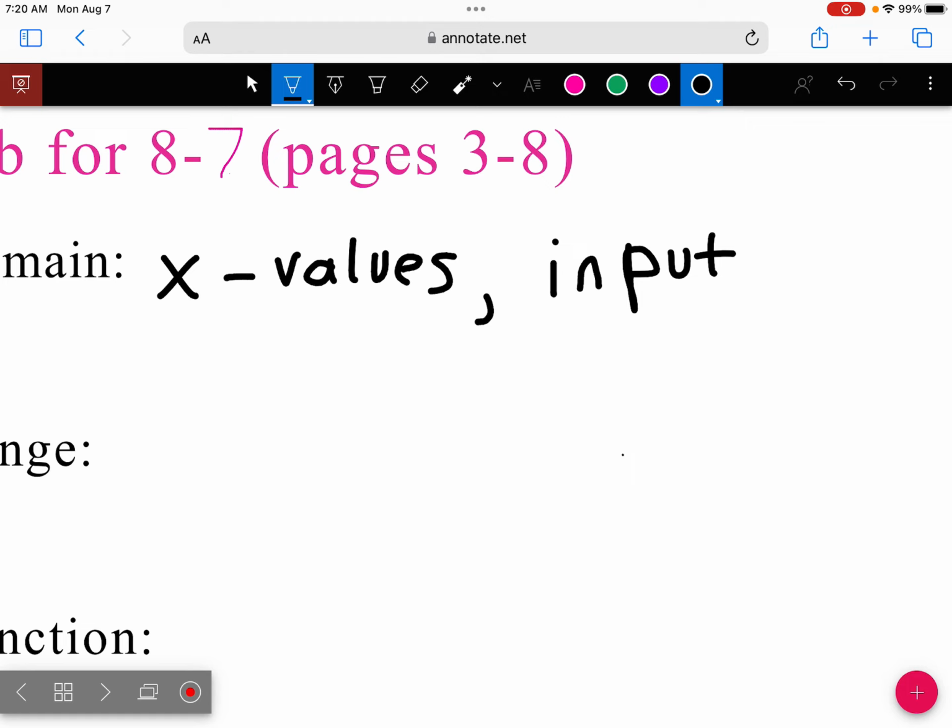Sorry, my handwriting will get better as we go through the day, but right now it kind of looks like a third grader wrote it.